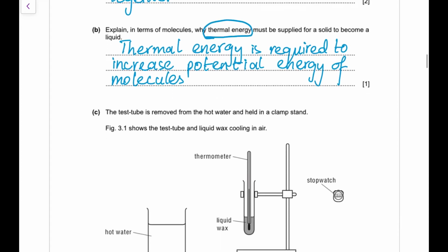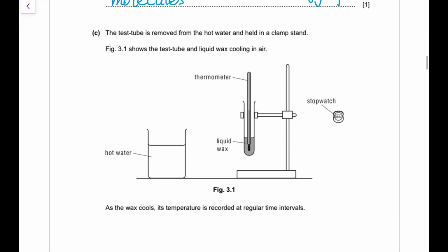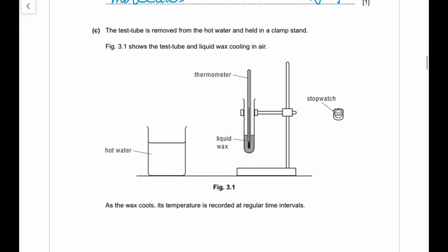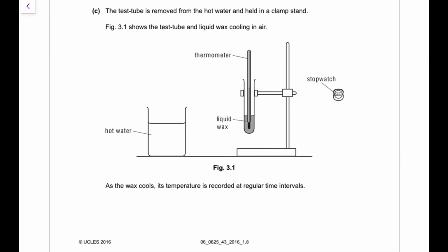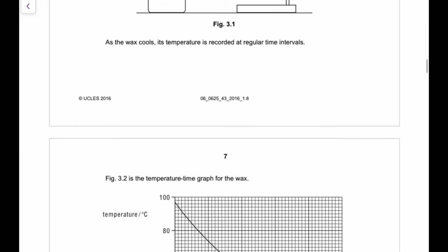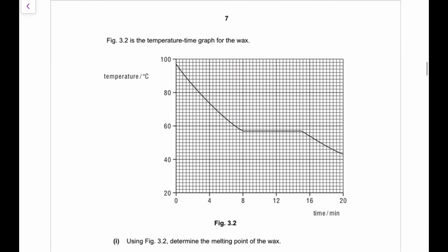See, the test tube is removed from hot water and held in a clamp stand. Figure 3.1 shows the test tube and liquid wax cooling in air. So here you've got the apparatus. As the wax cools, the temperature is recorded at regular time intervals. Figure 3.2 is the temperature time graph for the wax. So here you've got a cooling curve in which the state of wax changes.